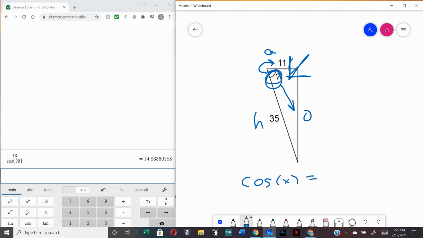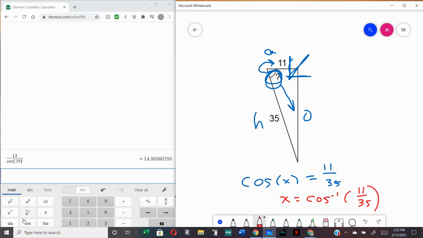And the ratio is adjacent, which is 11, over hypotenuse, which is 35. And since we're trying to find the angle, the inverse here is to just do the cosine inverse. You'll learn that's called the arc cosine in another course, of 11 over 35. And so now I just need to do that calculation in the calculator.